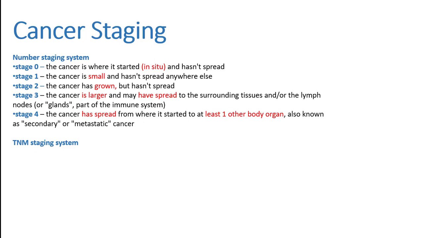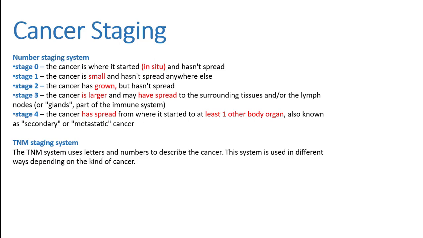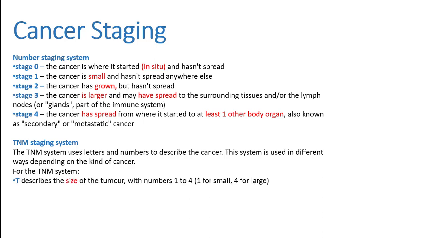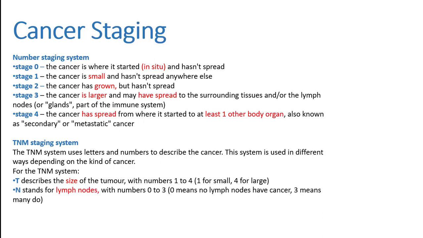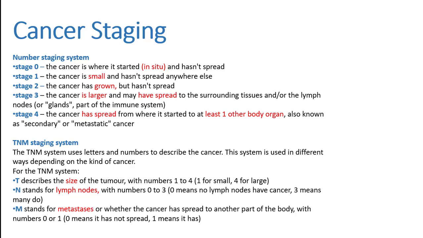TNM staging system. The TNM system uses letters and numbers to describe the cancer. This system is used in different ways depending on the kind of cancer. For the TNM system, T describes the size of the tumor with numbers 1 to 4, 1 for small and 4 for large. N stands for lymph nodes with numbers 0 to 3. 0 means no lymph nodes have cancer, and 3 means many do. M stands for metastasis, or whether the cancer has spread to another part of the body, with numbers 0 or 1. 0 means it has not spread, and 1 means it has.